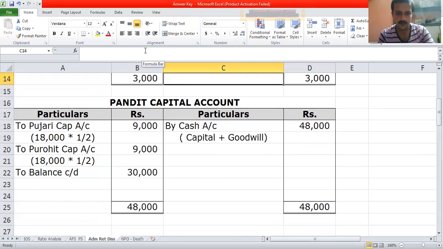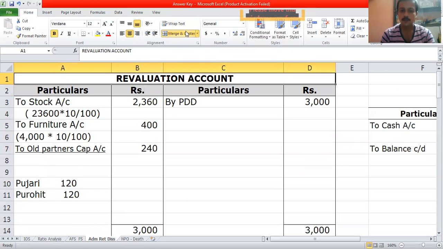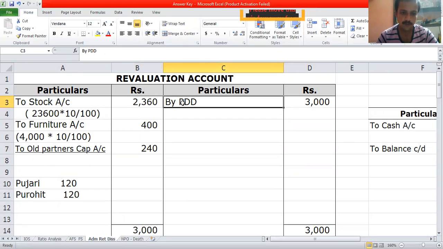So once again, let me give you the review. What is a revaluation account? It is an account which is prepared to record the profit or loss on the revaluation of assets and liabilities. The same we have done here. Stock was reduced, that's why it was a loss, so we have recorded 2,360. Furniture was also reduced, it's a loss, again 400. Then there was a PDD which was withdrawn. Being a liability, when it was withdrawn, it led to a decrease.